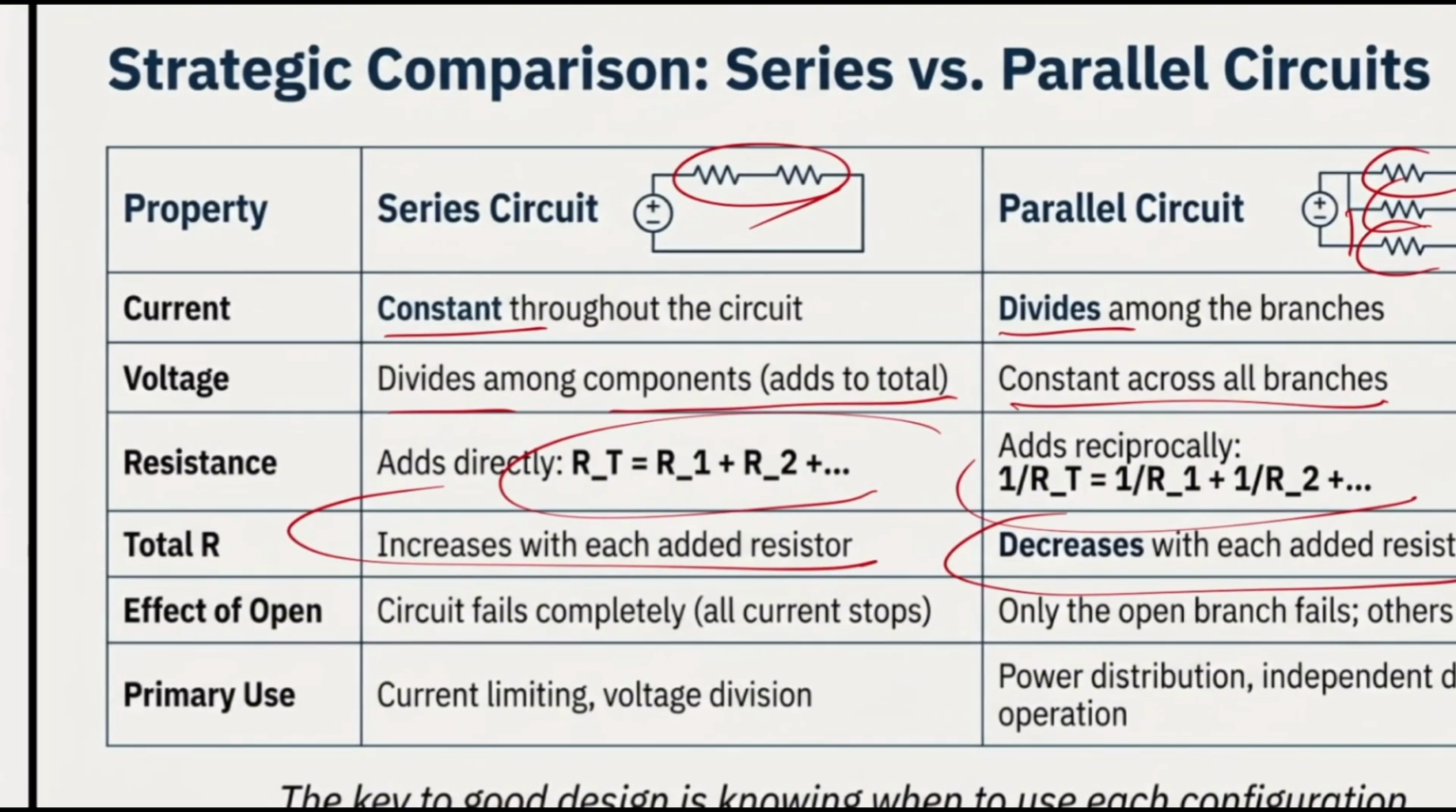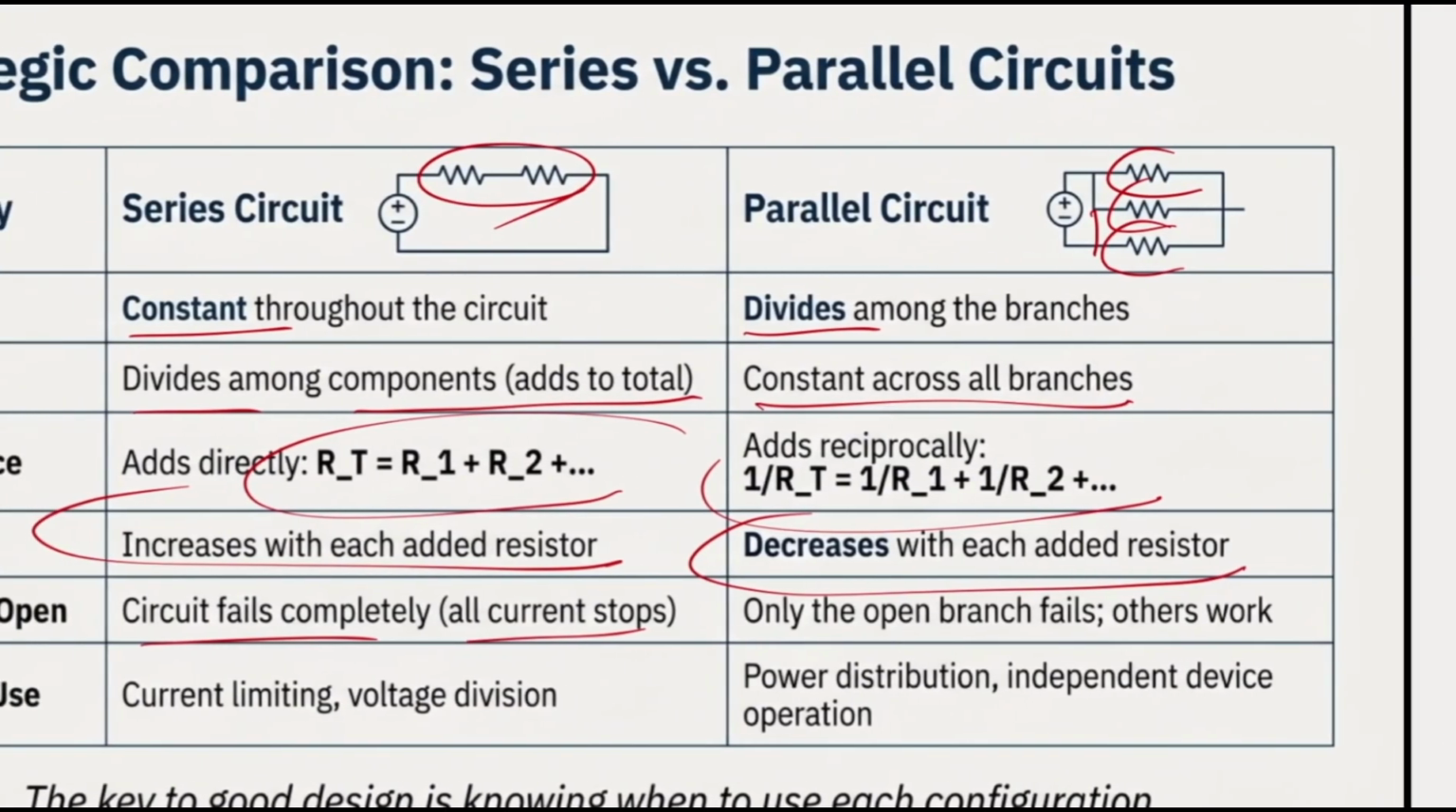Effect of open. As I just told you, the series circuit is going to fail completely because everything is connected side by side. If something is open, it means that the current doesn't have any path to flow, so everything would be shut down. But on the other hand, in the parallel one, if something happens to one of the branches, it doesn't mean that the other branches would be shut down.